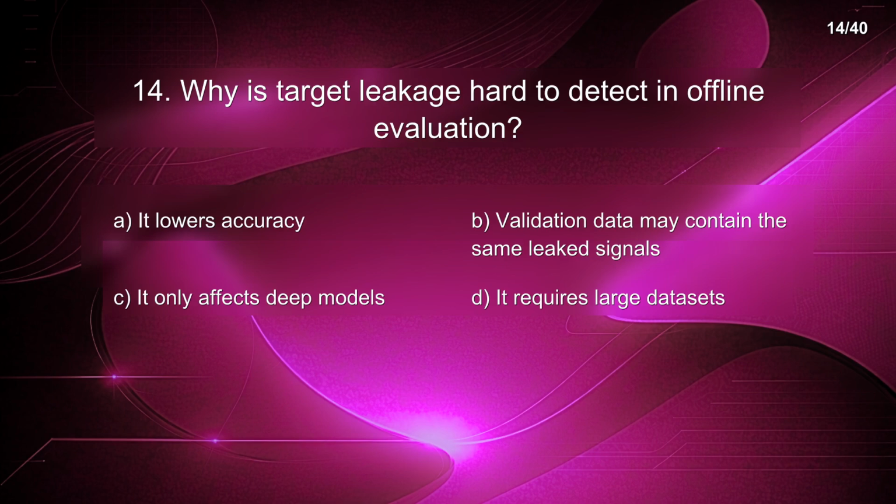Fourteenth question. Why is target leakage hard to detect in offline evaluation? A. It lowers accuracy. B. Validation data may contain the same leaked signals. C. It only affects deep models. D. It requires large datasets.